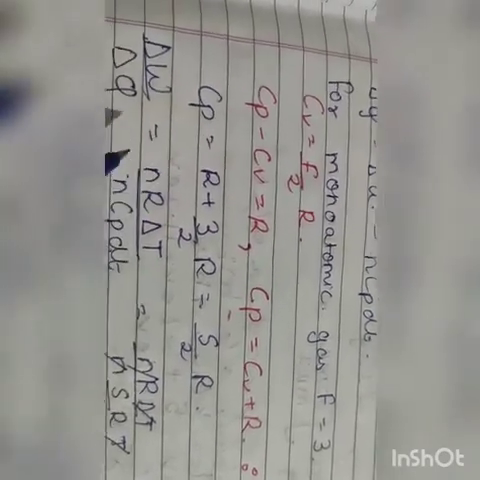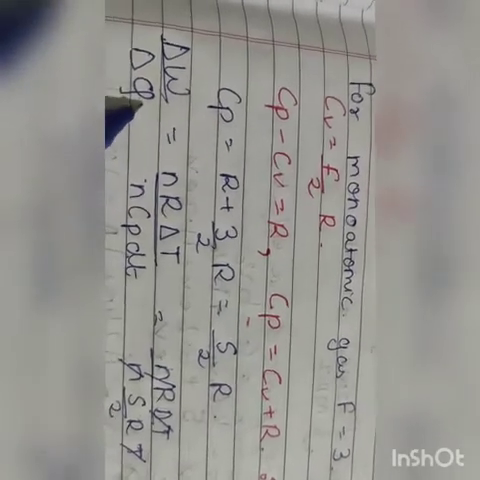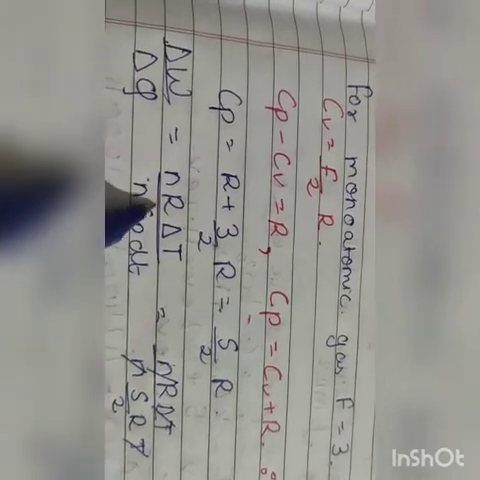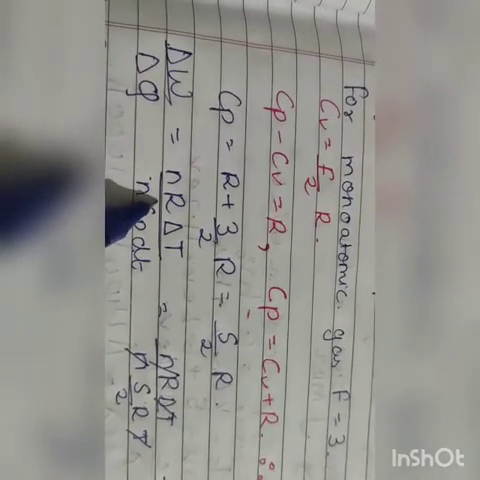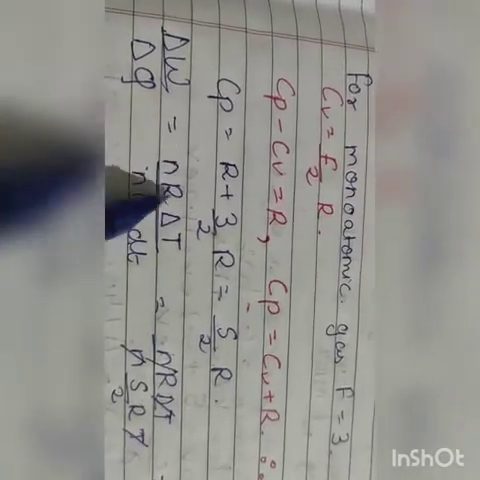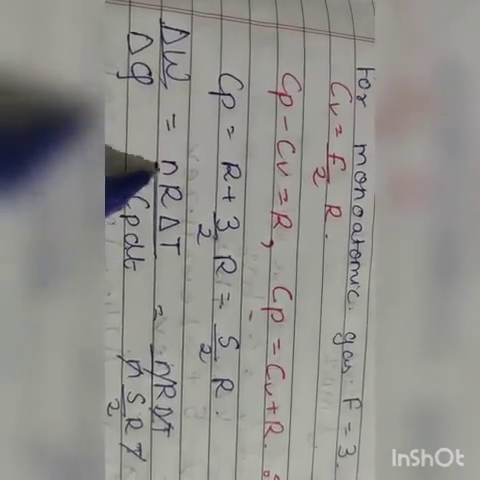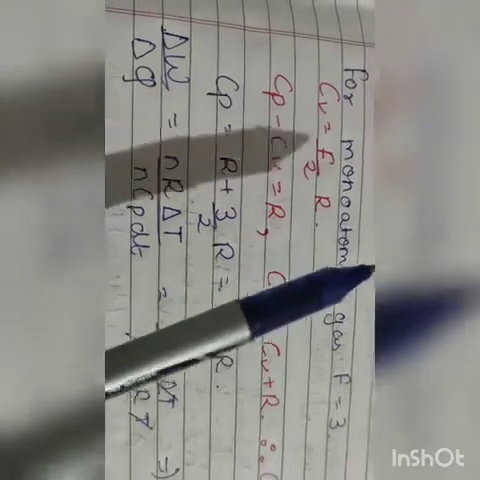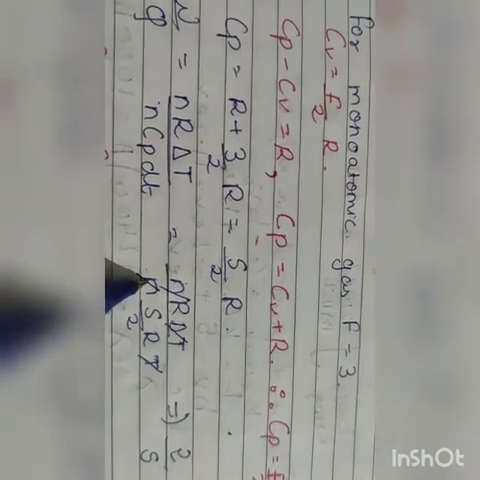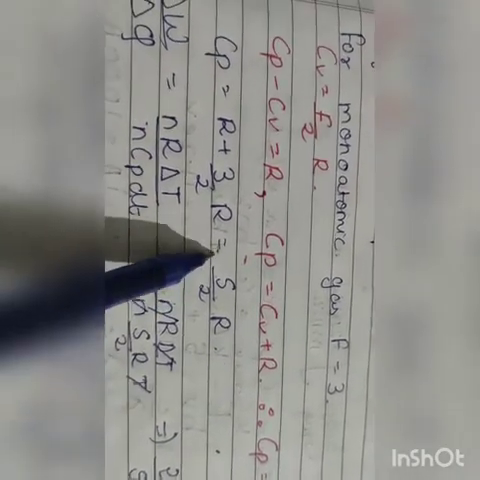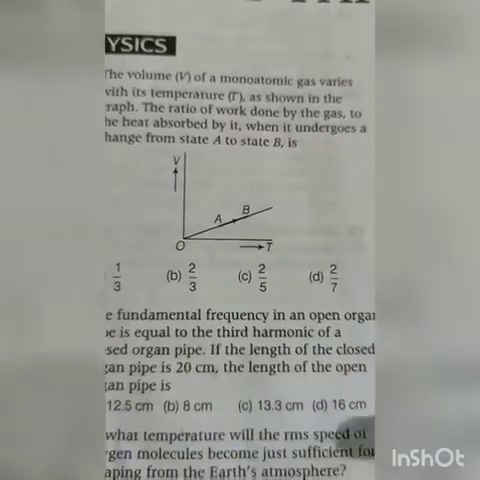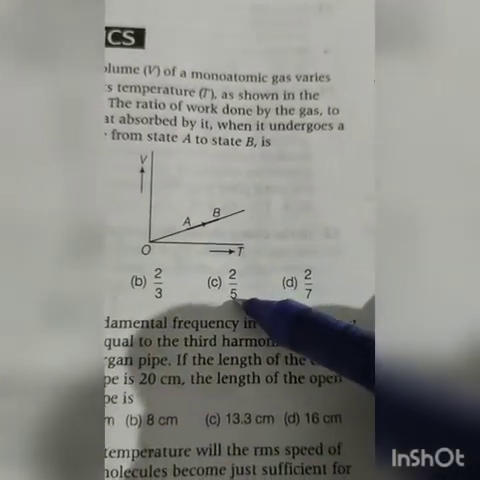Now the question is asking the ratio between work done and heat absorbed. For work done, we use the formula for an ideal gas, PV is equal to nRT, and we know that PV is work done. So delta W is equal to nR delta T. And delta Q, as mentioned above, is nCp dT, that is n into 5 by 2 R dT. So our answer will be 2 by 5. So here the correct option is 2 by 5.